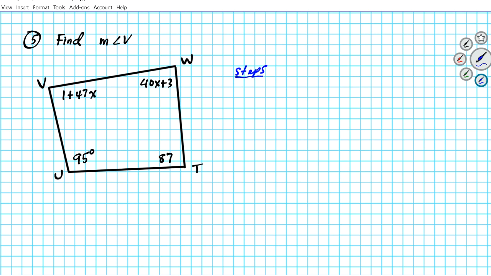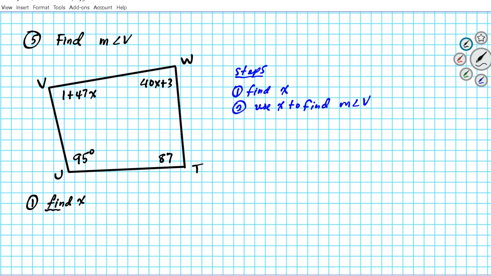Since we're looking for the measure of an angle and the angle is dependent on a variable, we have to first of all find what that variable is, okay? So you find x, that's the first step, and then secondly, we're going to use x to find the measure of angle V. All right, so two parts of this problem. All right, let's do part 1. Let's find what x is first, and then we'll go from there.